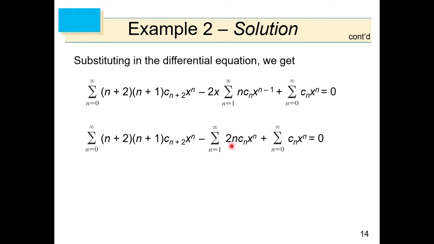So here this term and minus 1, so this cancels out. So this term is as it is. This term: summation n equal to 1 to infinity, 2n Cn x raised to n, plus summation n equal to 0 to infinity Cn x raised to n is equal to 0.